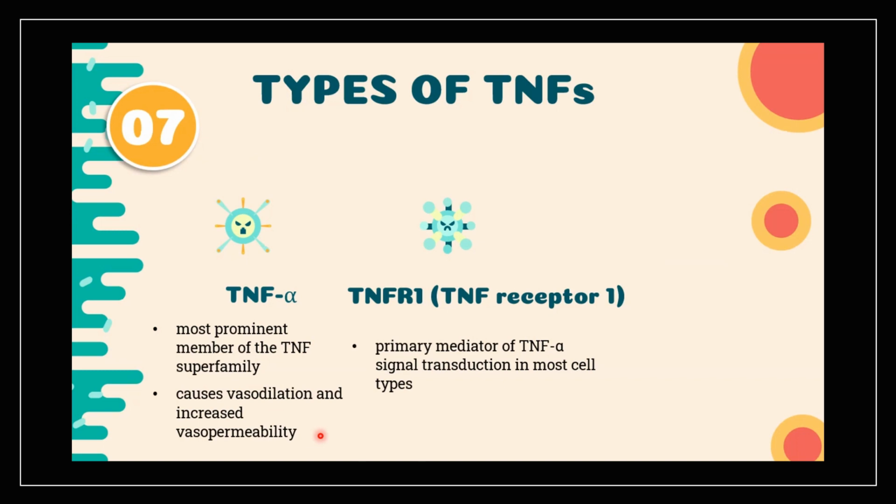There are two receptors for TNF. The first one is TNFR1, or TNF receptor 1, which is constitutively expressed on most tissues and binds soluble TNF alpha. It is the primary mediator of TNF alpha signal transduction in most cell types. On the other hand, TNFR2, or TNF receptor 2, is usually expressed in epithelial cells and cells of the immune system, and it is also activated by the membrane-bound form of TNF alpha. Overall, TNF alpha activity is at least partially regulated by soluble forms of both tumor necrosis factor receptors.